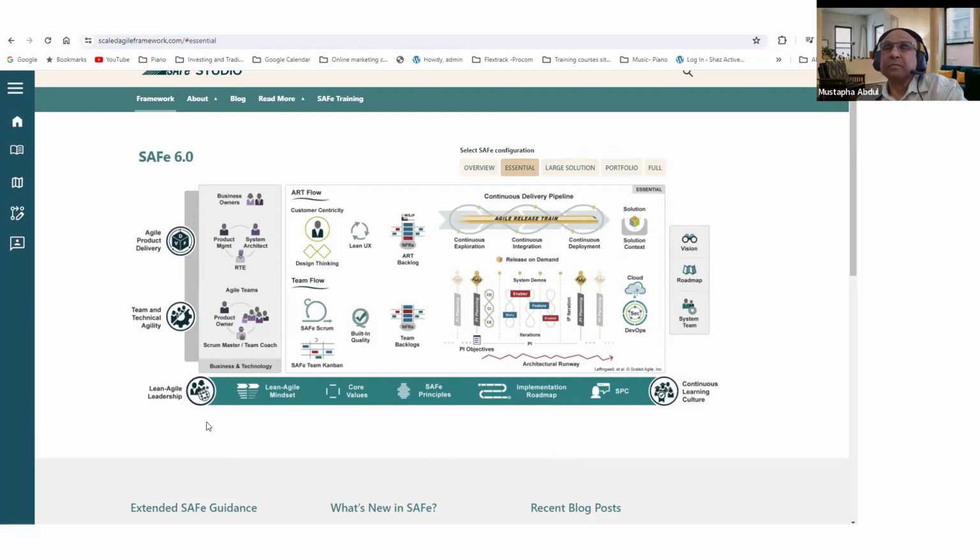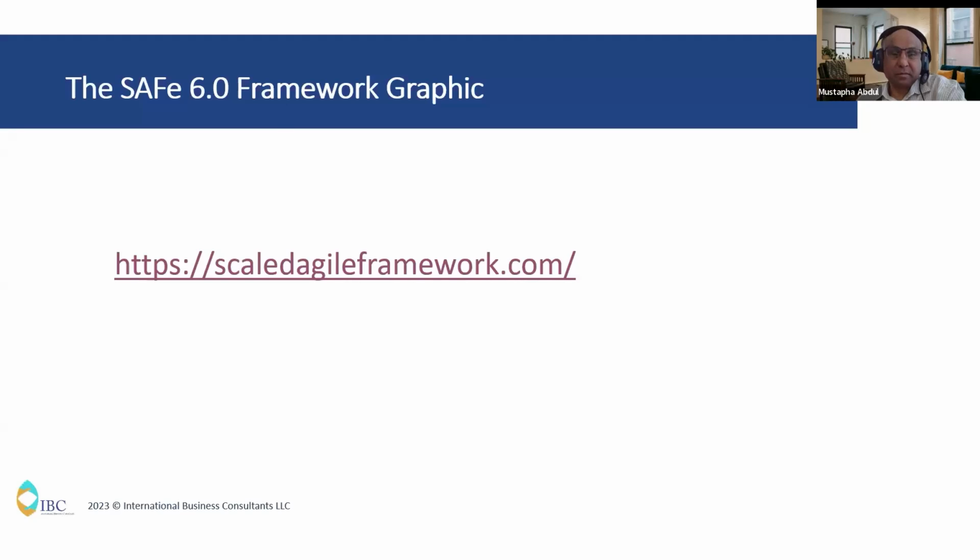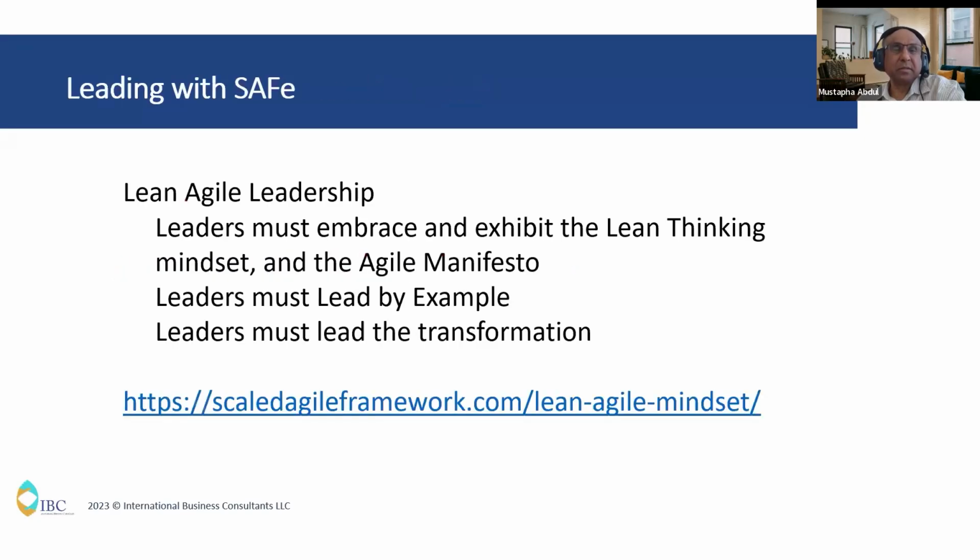So moving on, let's talk a little bit about Lean-Agile leadership, or leading with SAFe. One of the most important things, and there are 3 important aspects here, and the first one is leaders must embrace and exhibit the lean thinking mindset and the Agile manifesto.